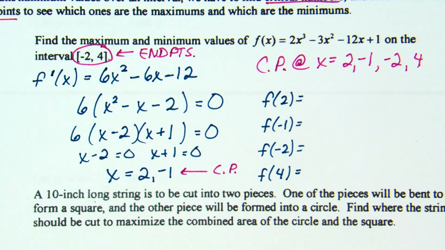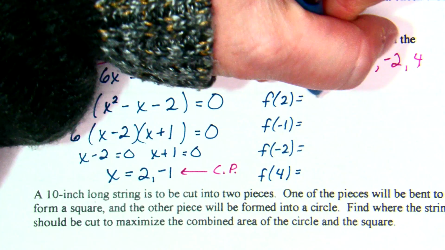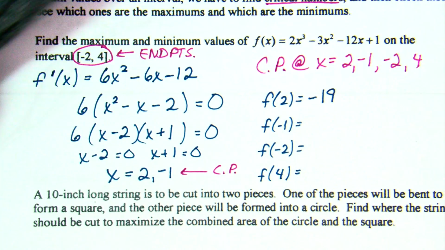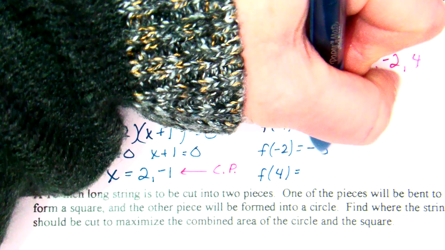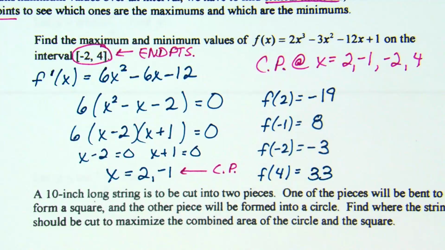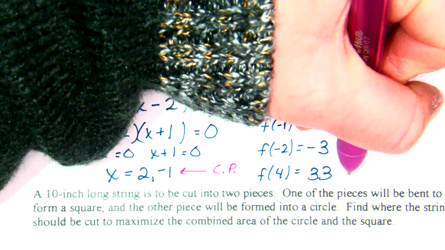Probably. That's scary. So I have f of 2 is negative 19. F of negative 1 is 8. F of negative 2 is negative 3. And f of 4 is 33. So what do I know? 2 is the minimum, 4 is the maximum. Okay. So let me rephrase that.